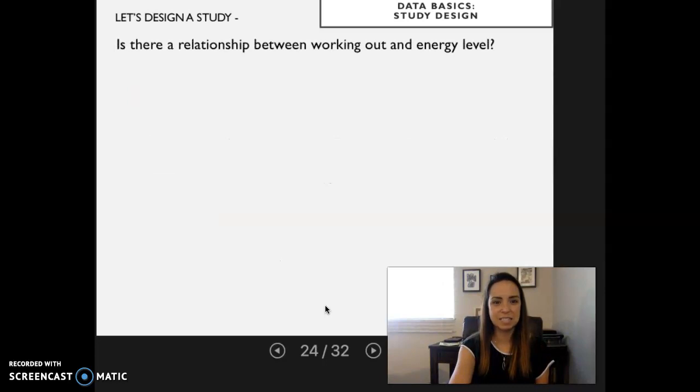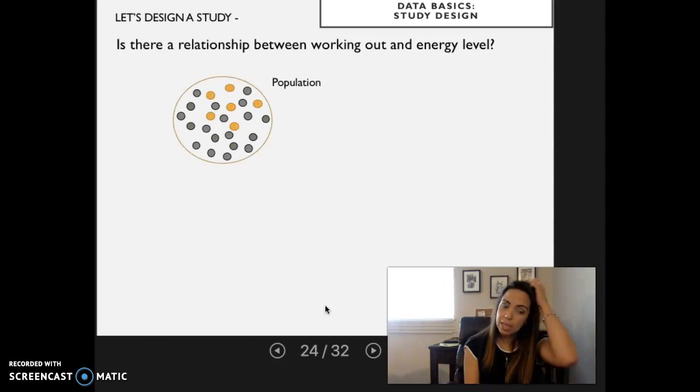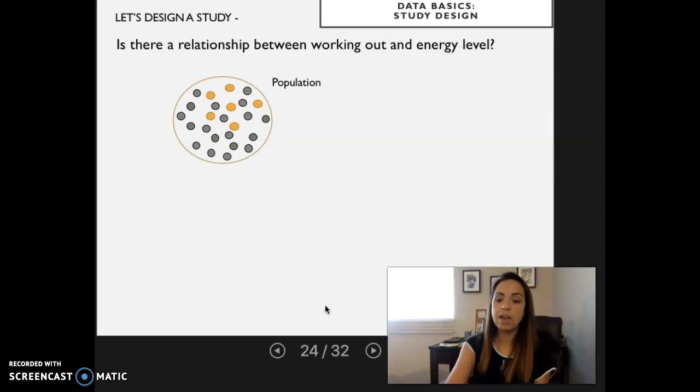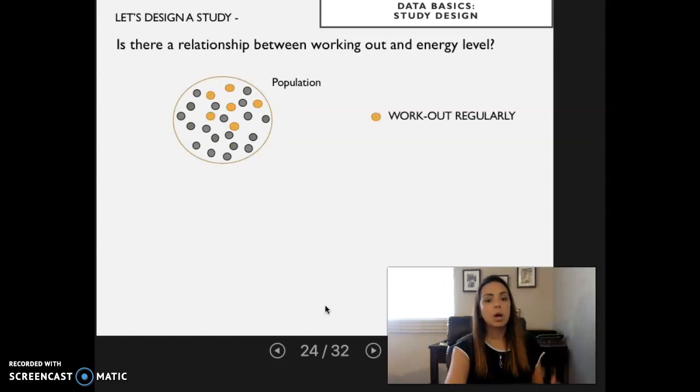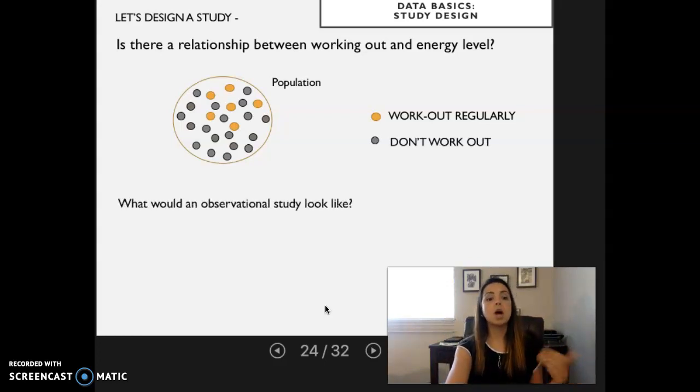So let's design a study. Say you have this question: is there a relationship between working out and energy level? Now imagine you have a population, and in this population you have individuals that work out regularly, represented in yellow, and you also have individuals that don't work out at all. What would an observational study look like? I would not interfere with anything.